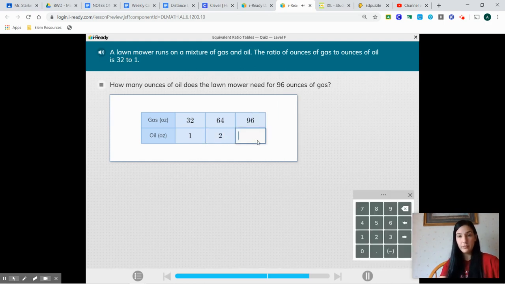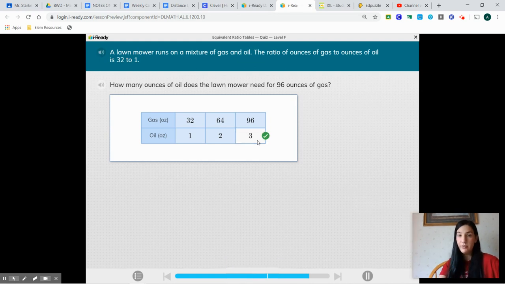How many ounces of oil does the lawnmower need for 96 ounces of gas? So that's going to be 3, right? We can just double check by doing 96 divided by 32 on our calculator, which gives us 3.